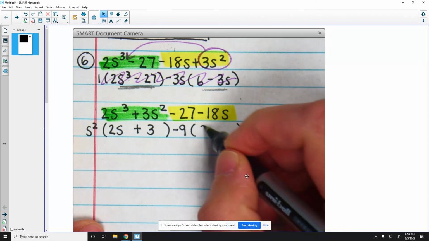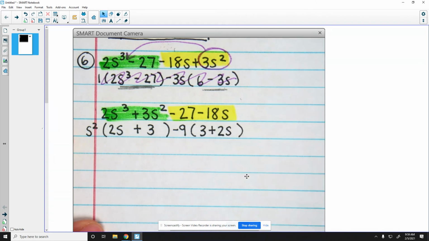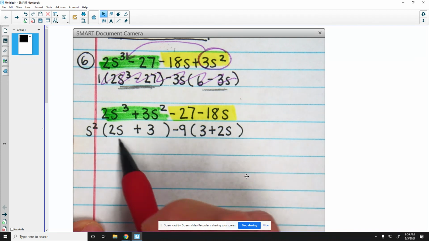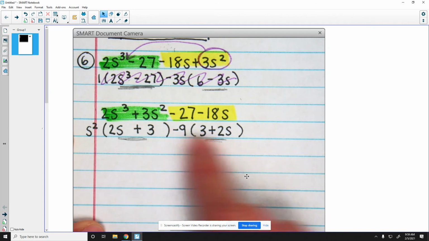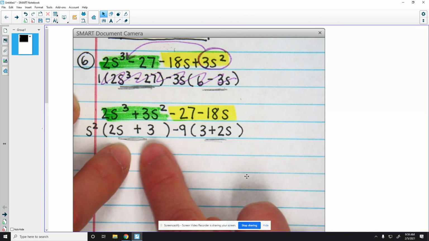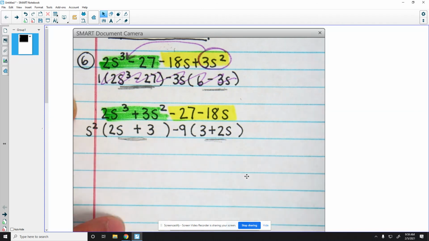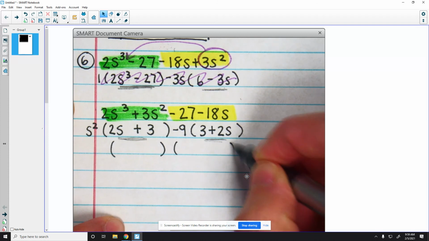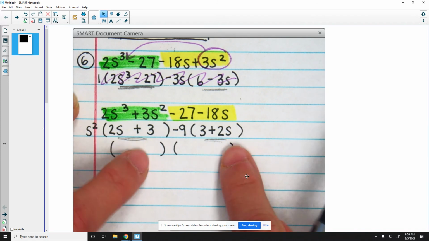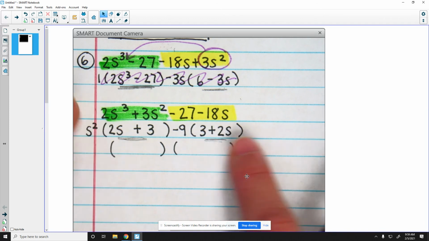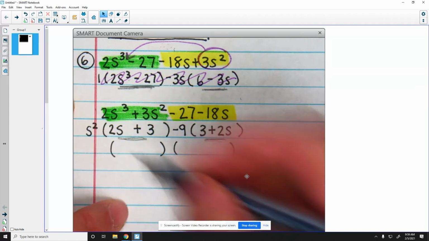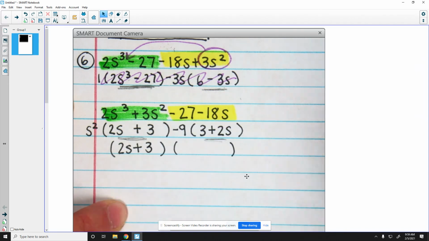Three plus 2s. Okay, now let's see if the parentheses are the same. 2s plus 3, 3 plus 2s. Is that the same? Yeah. The symbols, the positives and the negatives are all the same. 2s plus 3, 3 plus 2s. So it is the same. So now I can rewrite my answer. Is there a specific one that I should write? Should I write 2s plus 3 or should I write 3 plus 2s, or does it just not matter? It doesn't matter because they're the same. So I'm just going to write 2s plus 3 because that's the first one I see. But you could write 3 plus 2s and it would still be the same thing.